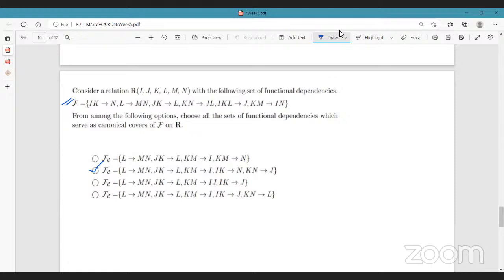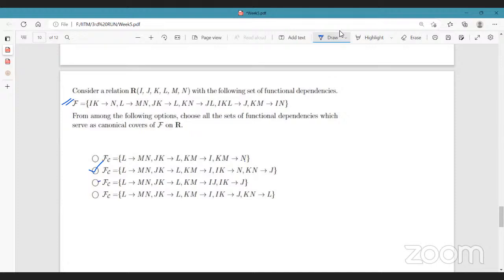Suppose here options are not given. In that case, what do we have to do? Take IK, determine N. Check whether I or K is extraneous or not. In the second functional dependency, take L, determine MN. So check whether MN is redundant or not. In the third functional dependency, JK determines L. So check whether J or K is extraneous or not, right? So in that order we have to proceed.